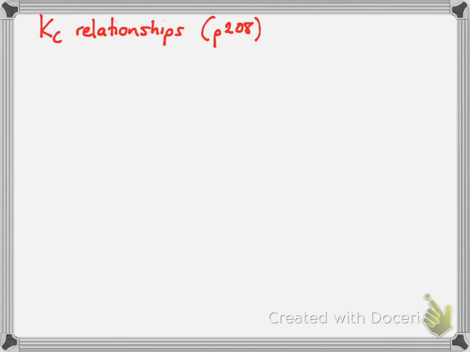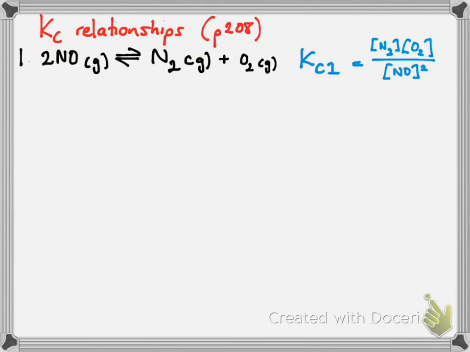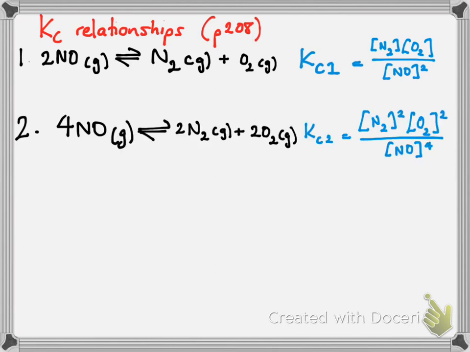Okay, the next thing we're going to look at is the relationships of Kc. Not that they're friends with each other. It is covered on page 208, by the way, i.e. what happens when we change the reaction. So here's a particular reaction. I've written out the Kc expression. I've called it Kc1 because it's for reaction 1. I've now changed that reaction. As you can see, I've doubled all the coefficients and I've called it reaction 2. So I've written out the expression for Kc2.